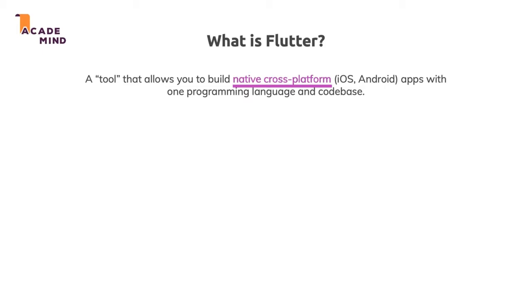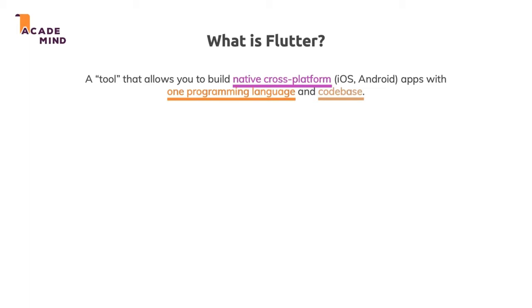Now you get there by using one programming language, so that you don't have to learn two different programming languages, one for iOS and one for Android. Instead, you have one programming language, Dart, but I'll come back to that, and also one code base. So you work in one project, you write your code once, and you still get two different apps as a result. And that's the cool thing about Flutter. You only learn one programming language, you only write your code once, and you get two apps.